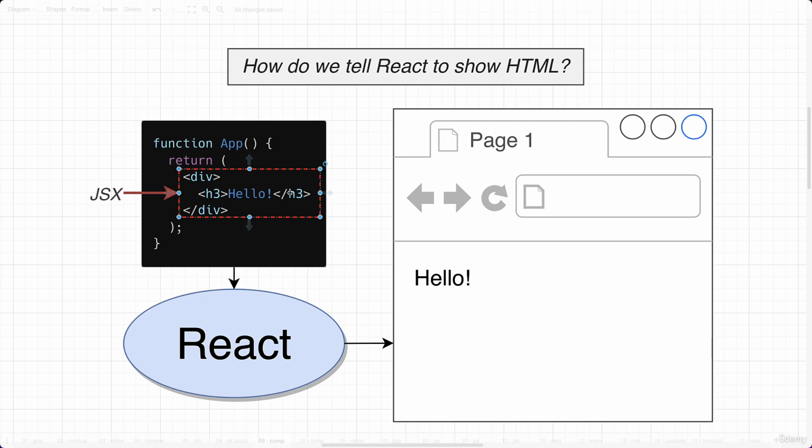This JSX is what tells React about the individual elements we want to create on the screen and show to the user. So we create these functions that return JSX, we pass them off to React. React is going to look at that JSX right there and then say, oh, okay, looks like I need to create a div with an h3 inside of it. So if we try to show this JSX on the screen, I would expect to see a result that looks like this right here. Some big heading or an h3 element that says hello.